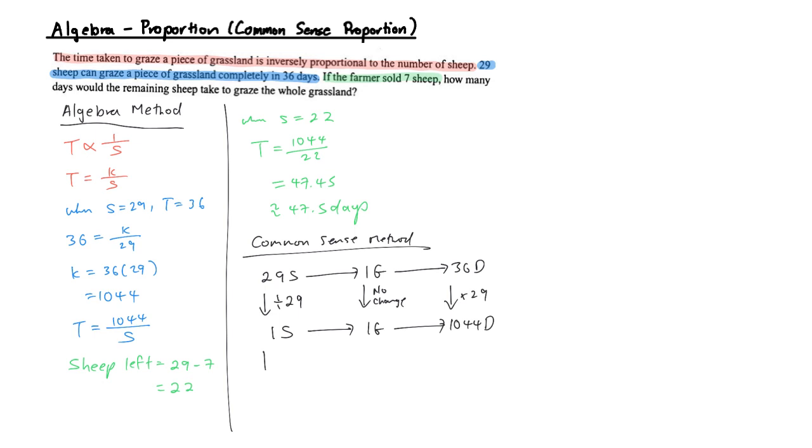Now I can bring this down to 22 sheep. So multiply by 22. 1 grassland, no change, still eating 1 grassland, so that would be 1G here. Now I get 22 sheep. If you multiply by 22 here, we already know the relationship is inverse, so it's divided by 22. And what you get here is 47.5 days. So number of days equals 47.5. That's the common sense method. Don't worry, this may be foreign to you, or maybe somebody has taught you this in school, but I'm going to show you more examples of this.